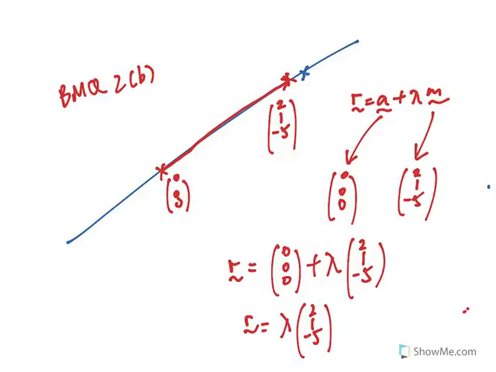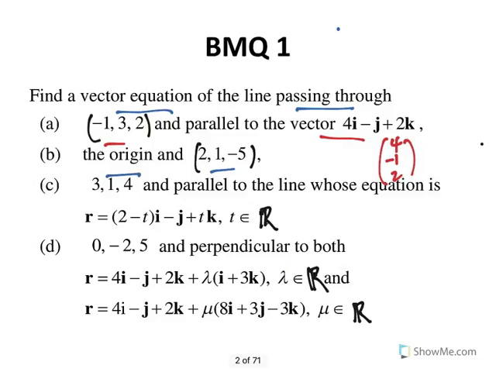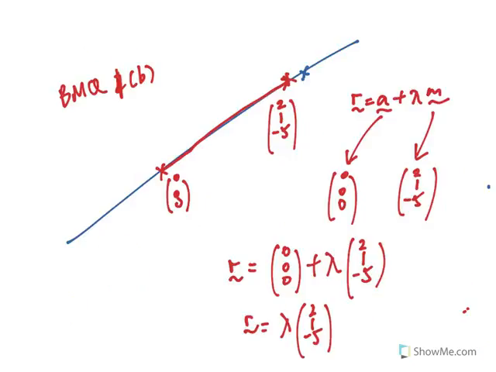Okay, how about 1C? For 1C we want the line to pass through (3, 1, 4), parallel to the line whose equation is r equals (2 - t, -1, t). So let's write out the first line that we have, r equals (2 - t, -1, t).